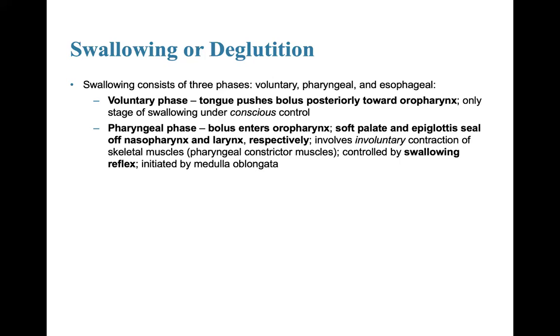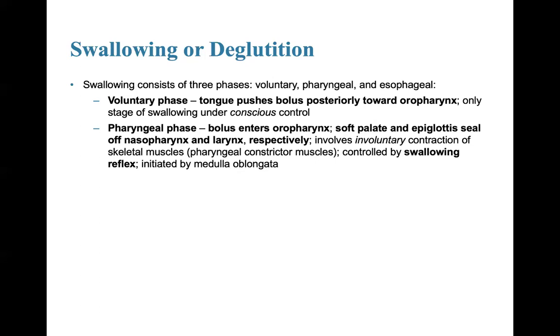Now, swallowing is actually going to consist of 3 phases. The voluntary phase, where the tongue pushes the bolus posteriorly towards the oropharynx. It is the only stage that is actually under conscious control. The pharyngeal phase, this is when the bolus enters into the oropharynx. The soft palate and the epiglottis seal off the nasopharynx and the larynx respectively.